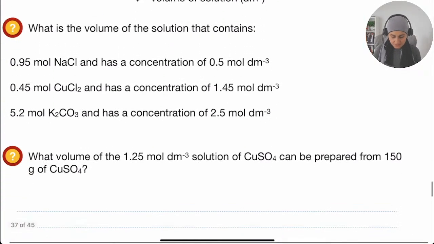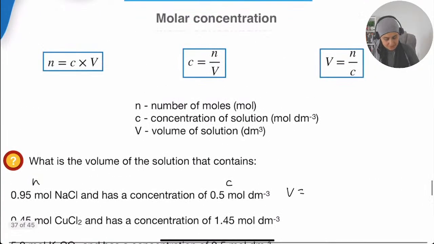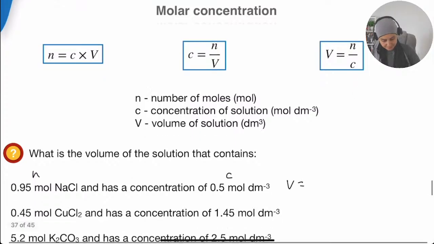Example: what is the volume of the solution that contains 0.95 moles of NaCl and has a concentration of 0.5 mole per cubic decimeter? So this is moles, this is concentration. How do I know? Based on the units. Mole per cubic decimeter is always concentration. And we need volume. So volume would be, I will use this formula, moles over concentration.